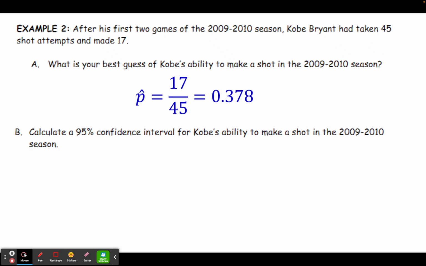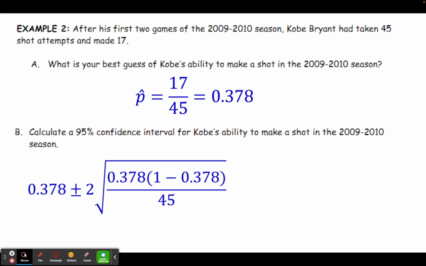Now, part B, we can use that to calculate a 95% confidence interval for Kobe's ability to make a shot in the 2009-2010 season. So here's the formula with all the numbers substituted in. Again, I'm using p hat out here, plus or minus 2. And then underneath the square root, I wrote it using that formula notation. So I did p hat times 1 minus p hat, and then I divided by 45. And this number on the bottom, remember, is the total number of attempts, which in this case so far is only 45. Now, I would recommend that you pause the video and try that calculation to make sure that you can do it correctly and get the correct margin of error.